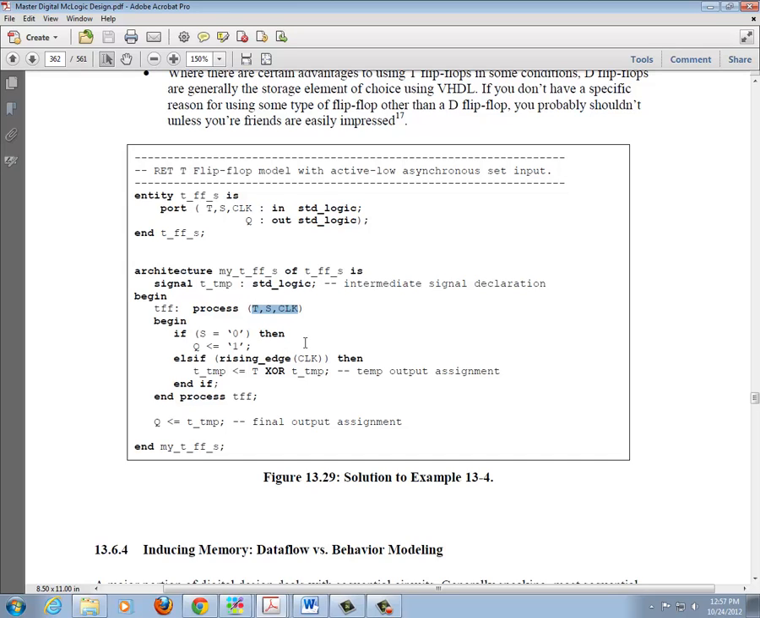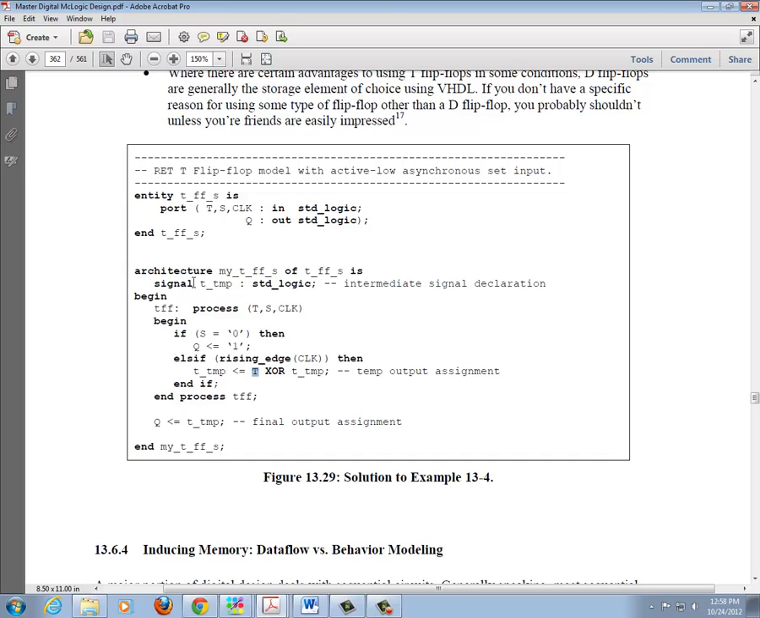Okay, so we have an asynchronous active low set input. So the first thing we start off is with the asynchronous set input. So if S is equal to 0, active low, then Q is going to be set. Q will get 1. Else if, now we can use our clock condition. So else if it's the rising edge of the clock, then we're going to set our temporary signal T-temp to T, which is our input, exclusive OR with T-temp.